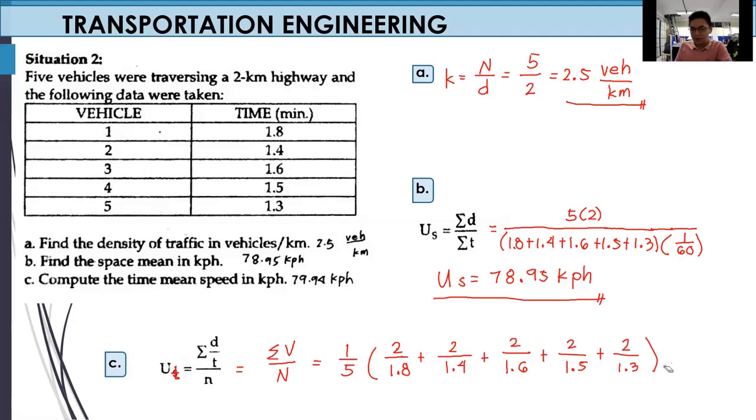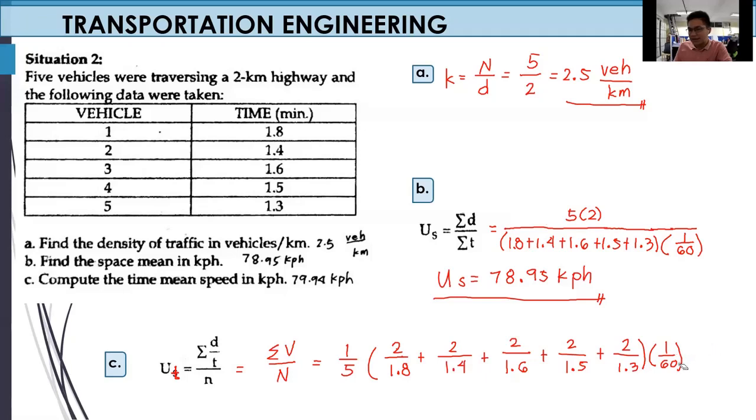ayan. So I think merong kulang. Ang kulang niya is in minutes kasi siya. So same kanina, multiply natin lahat by 1/60 in order for that to be converted into kilometers per hour. So therefore, ang kalabasan is 79.